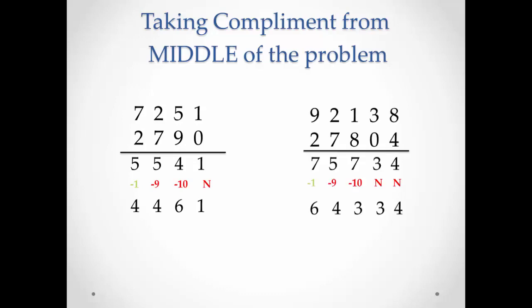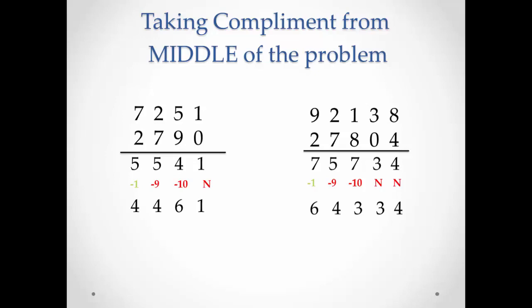Let's take another example: 92138 minus 27804. I have written the difference directly, 75734. The last two columns are very normal subtractions, so no changes are required. Then in the middle one, that is 7, we get into the complement. So 10 minus 7 is 3. Then we are in the complement, so 9 minus 5 is 4. Then we get out of the complement, 7 minus 1 is 6.